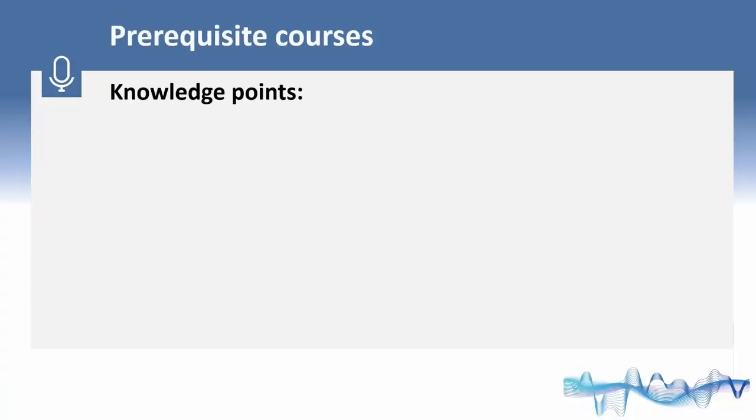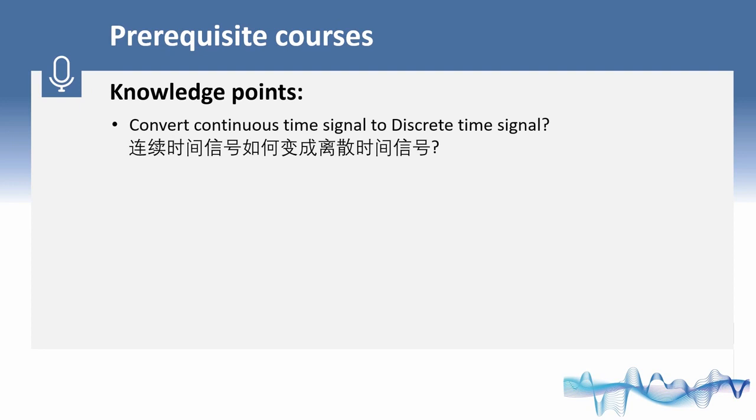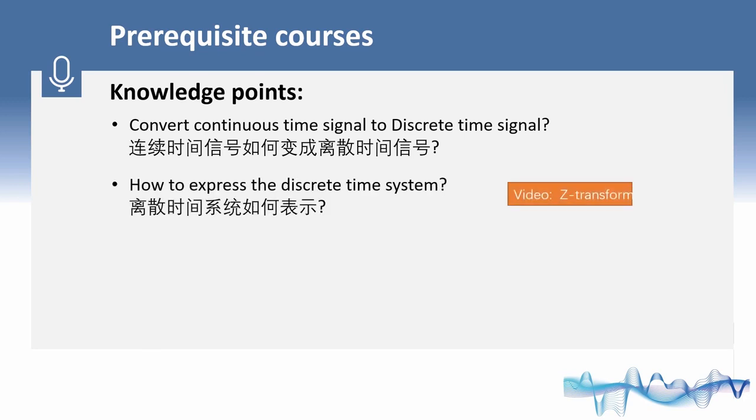Here are some knowledge points used in this course. The first one is how to convert continuous time signal into discrete time signal. The second one is how to express the discrete time system. Here is a short video about the Z transform, which can be used to describe the discrete time function.